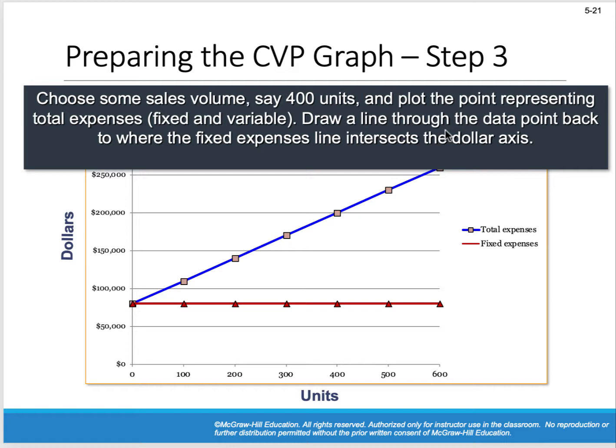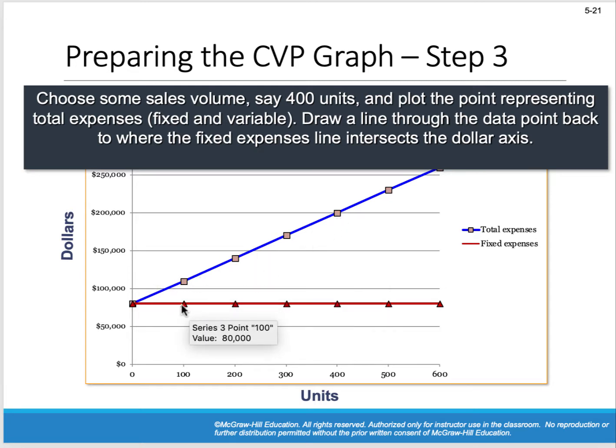The second step is we're going to choose some volume. In this example, we're going to choose 400 units. And we're going to plot the point representing total expenses. And remember, when we say total expenses, we're talking about the fixed and the variable expenses at that sales volume. We're going to draw a line through all those data points back to where the fixed expense line intersects with the dollar axis.